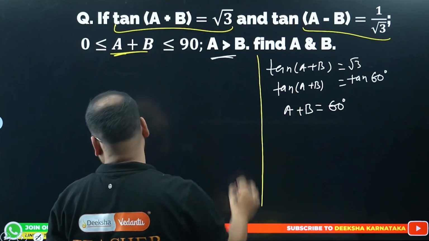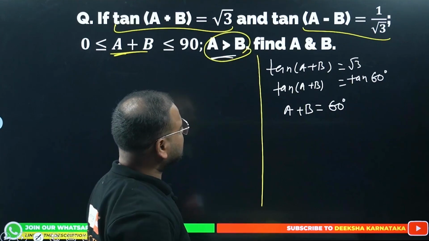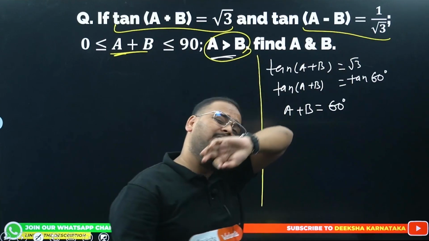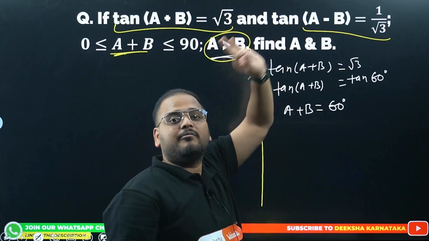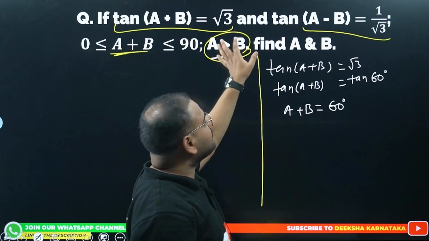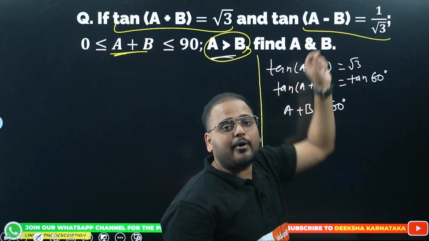Why did they say a greater than b? Because if a is not greater than b, then a minus b will become negative. Then it will be going to the next dimension only. We have not learned that part. We have to use the quadrant rule and everything. So we have not learned that part, so we will not go there. So a greater than b means a minus b is a positive value.